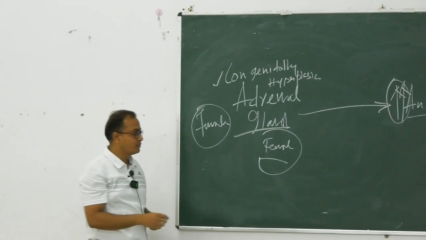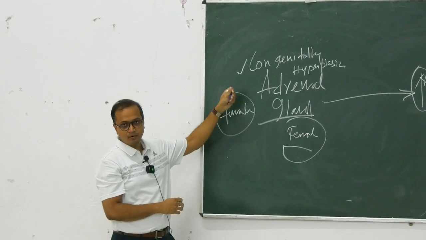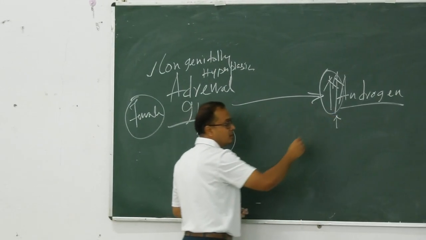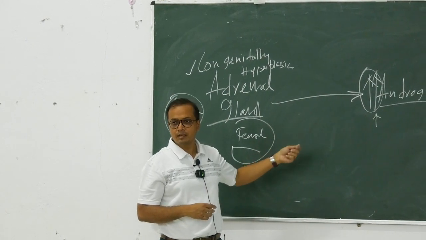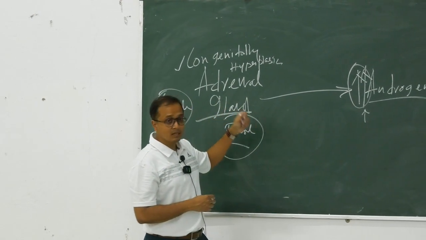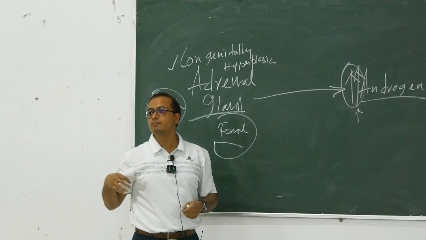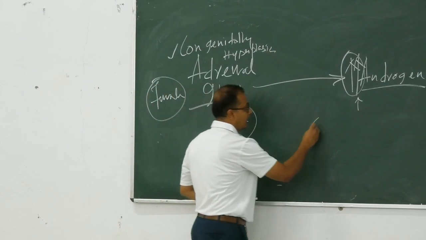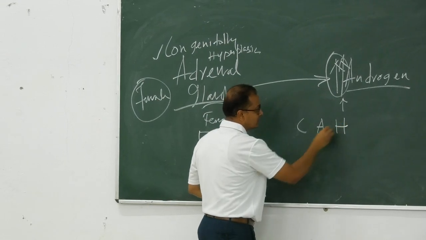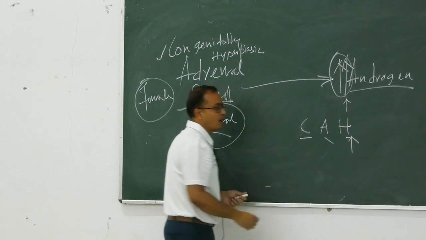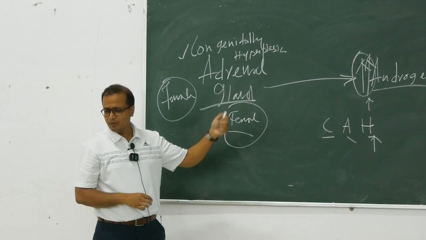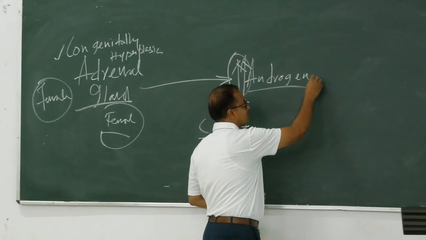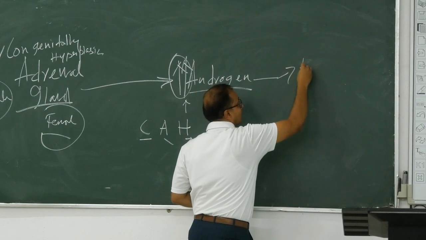A female subject with congenital hypertrophy or hyperplasia of the adrenal gland secretes too much androgen. If we have too much androgen before birth, the external genitalia of the female subject behaves differently. So what happens with these female subjects if you have this CAH? We have excess androgen coming up, and this excess androgen affects the external genitalia.